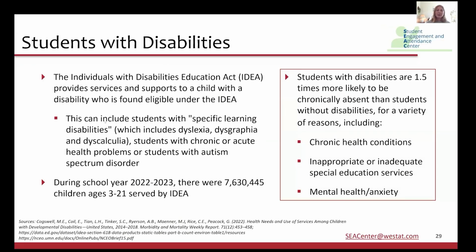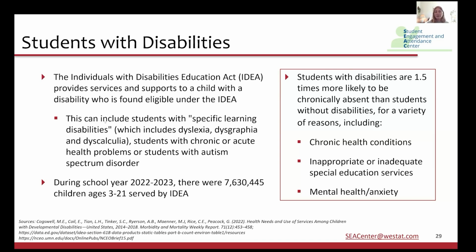So our next special population we wanted to cover is students with disabilities. The Individuals with Disabilities Education Act provides services and supports to a child with a disability who is found eligible under the IDEA. To give a few examples, this can include students with specific learning disabilities such as dyslexia, students with chronic or acute health problems, or students with autism spectrum disorder, among many others. During the 2022-2023 school year, there were over 7.5 million children aged 3 to 21 served by IDEA, to give you an idea of the size of this population.